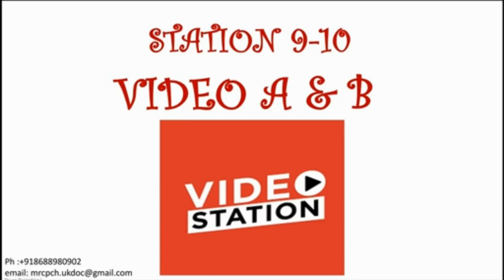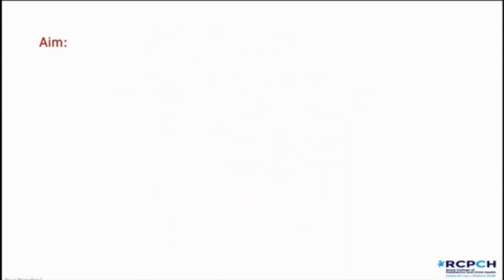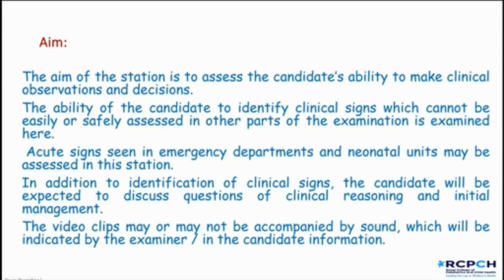So the next stations are station 9 and 10, that is video stations. There are two video stations, video A and video B. The main aim of these stations is to assess the candidate's ability to make clinical observations and identify the correct clinical signs. So acute signs seen in emergencies can be kept in these stations. Sometimes the video clips may be accompanied by sound. In that case, headphones will be provided.